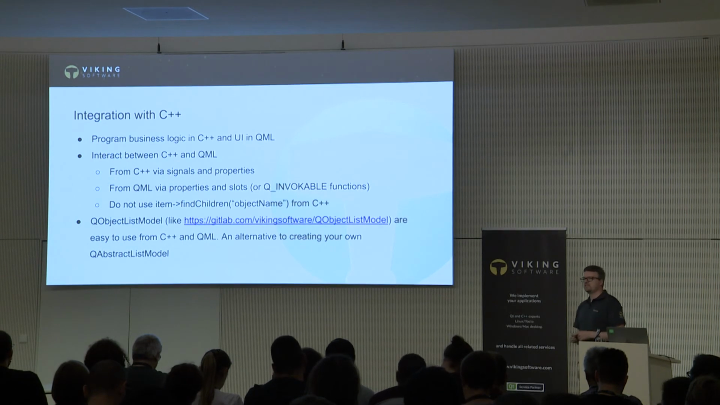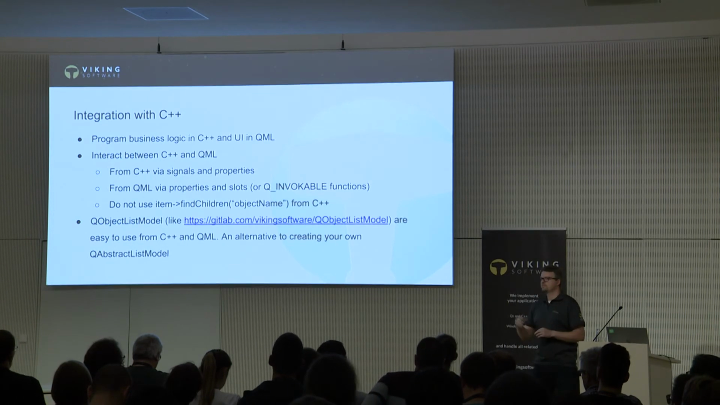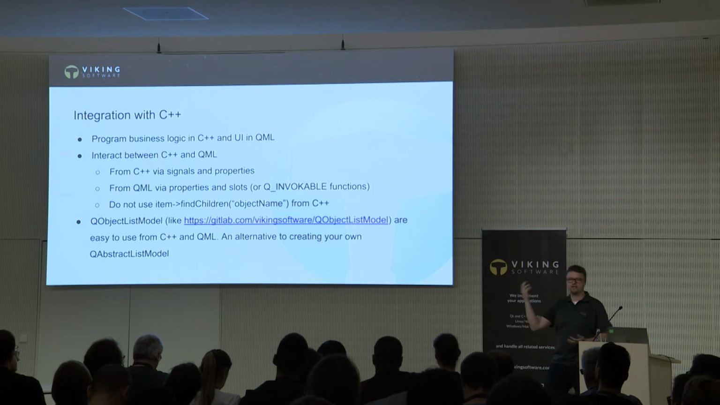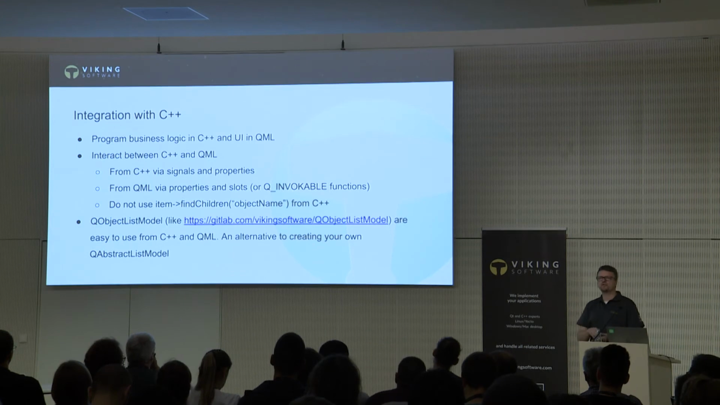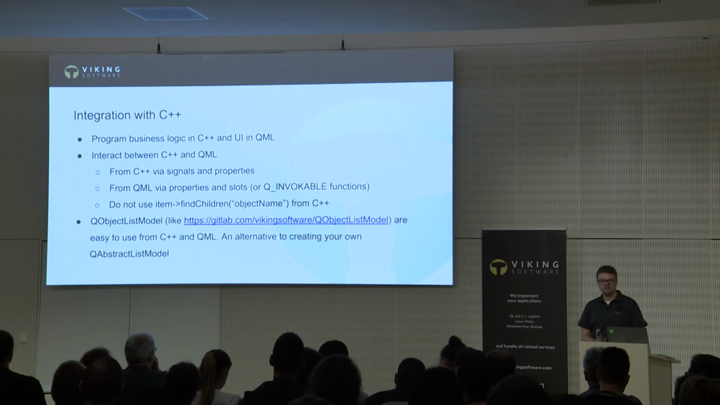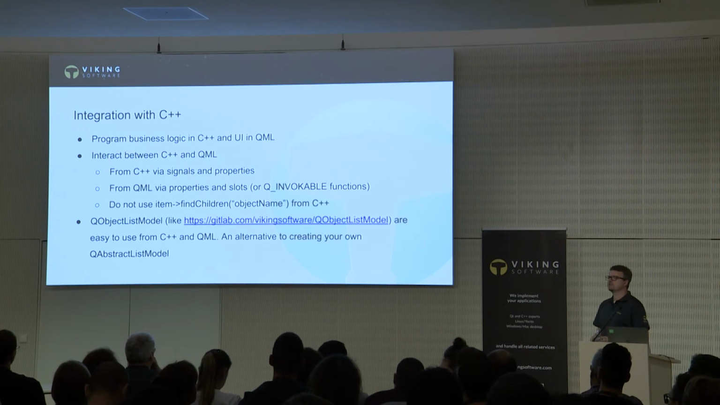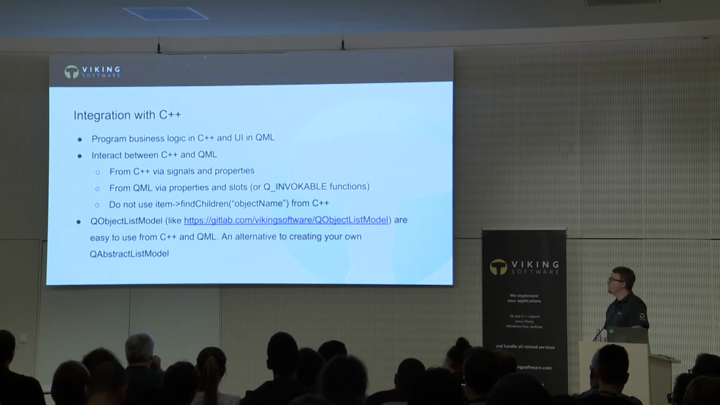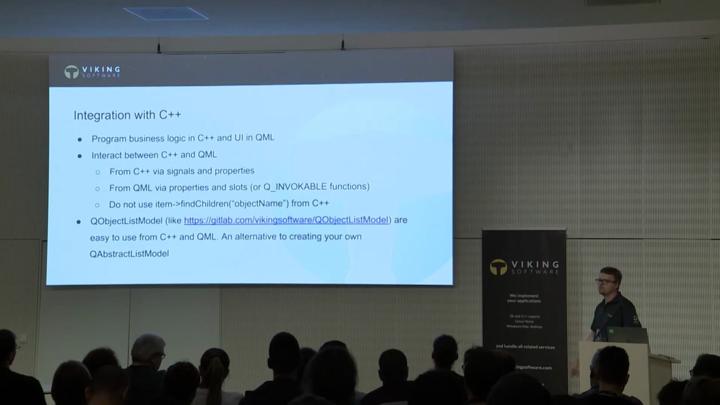Then interacting between C++ and QML. If you want to communicate from C++ to the UI, you do it by sending signals, or you do it by setting properties. And then the QML just listens to the signals, and you have these bindings in QML. And if you do it the other way around, if you want from QML communicate to C++, you just set properties, or you call slots or functions which are marked as Q_INVOKABLE in C++.